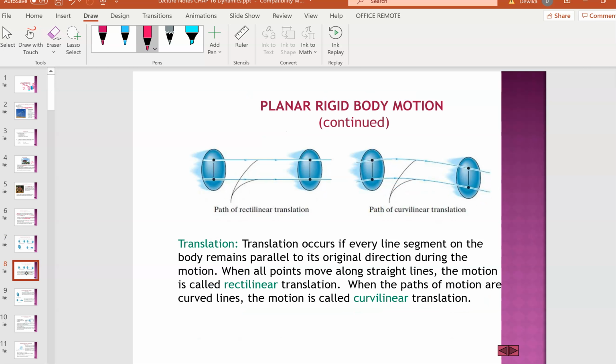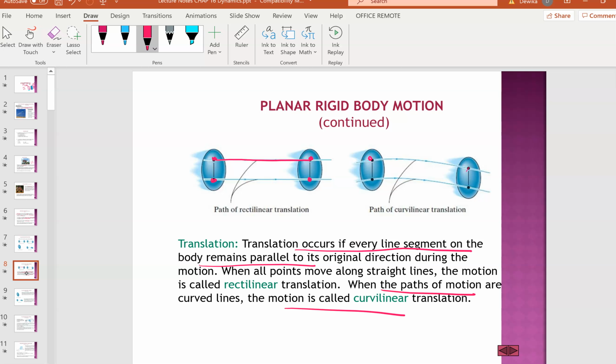Okay, so translation occurs when every line segment on the body remains parallel. Can you see this now? This actually goes straight, right? So if you pick point A here, this will be point A. It's a straight line. If this is point B, then this will be point B. Straight line, yeah? What happens if it's curvilinear?